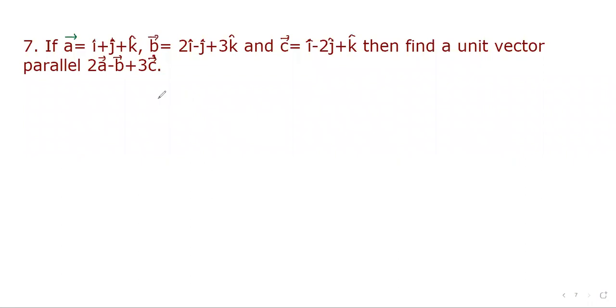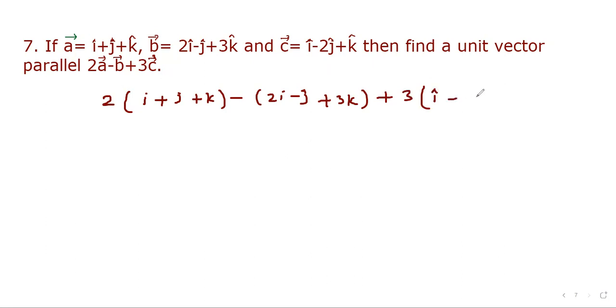Let's go to the next question. If vector A equal to i plus j plus k, vector B equal to 2i minus j plus 3k, and vector C equal to i minus 2j plus k, then find a unit vector parallel to this. So let's evaluate 2A minus B plus 3C: 2 times i plus j plus k, minus 2i minus j plus 3k, plus 3 times i minus 2j plus k. Suppose this is vector D.